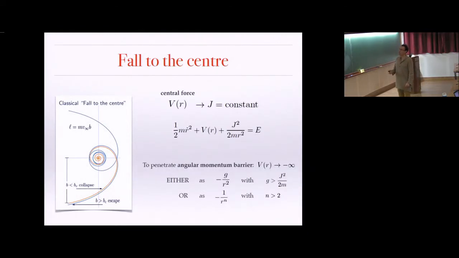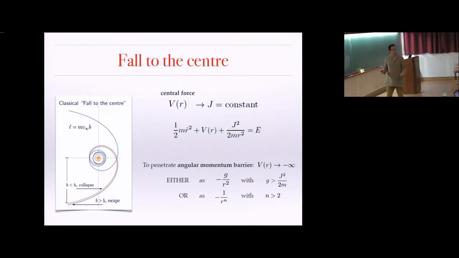One thing we want to describe with this is the problem of fall to the center. Imagine you have a particle being acted on by a central force, such that the angular momentum is constant. According to classical mechanics, our energy equation has our kinetic energy, our potential energy, and then our angular momentum barrier, which goes as 1 upon r squared.